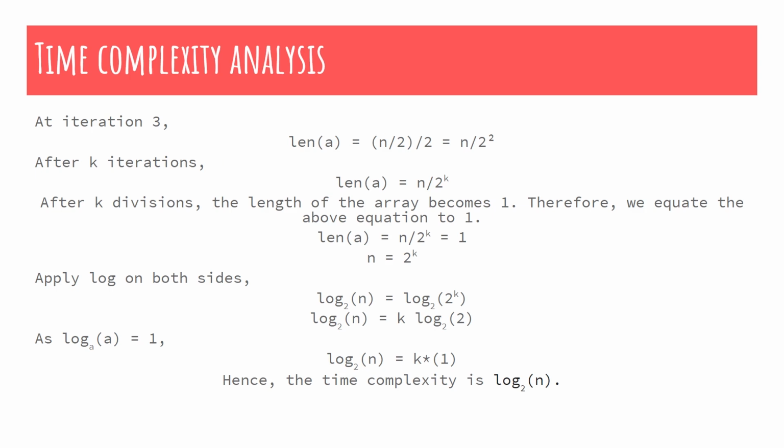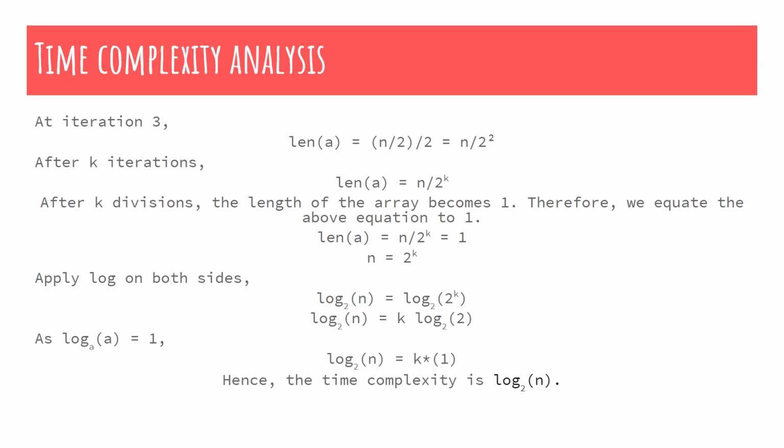which can be simplified to n divided by 2 to the power of 2. Likewise, after k iterations, we'll have the length of A as n divided by 2 to the power of k. After k divisions, the length of the array becomes 1. Therefore, we equate the above equation to 1. Now the equation reads as length of A is equal to n by 2 to the power of k, which is equal to 1. Again, we further simplify it as n is equal to 2 to the power of k.